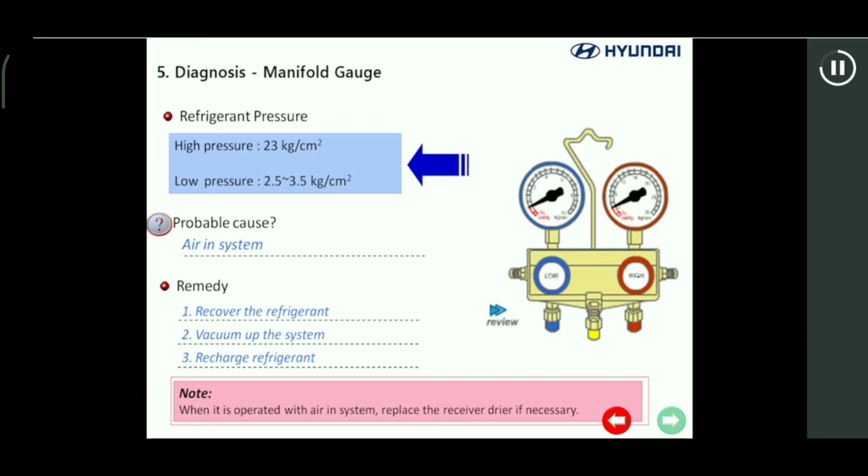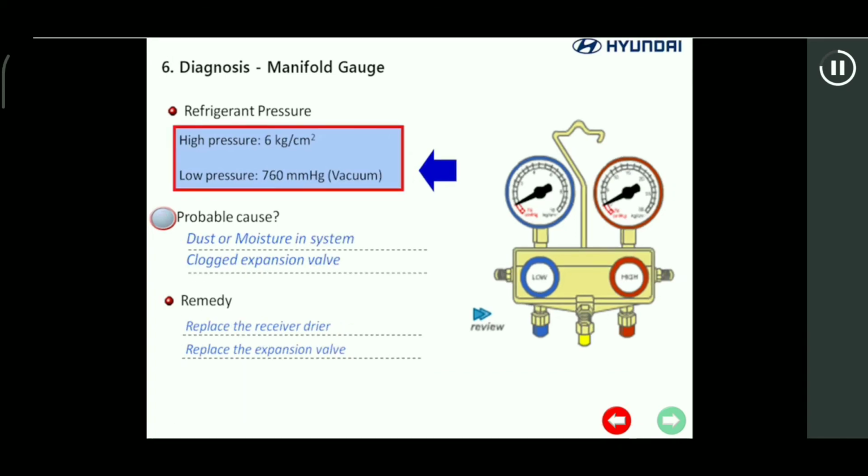Number 6. If high pressure is 6 kilograms per centimeter square, low pressure is 760 millimeters of mercury, the problem can be dust or moisture in the system or clogged expansion valve. The remedy is replace the receiver and dryer, and also the expansion valve if necessary.